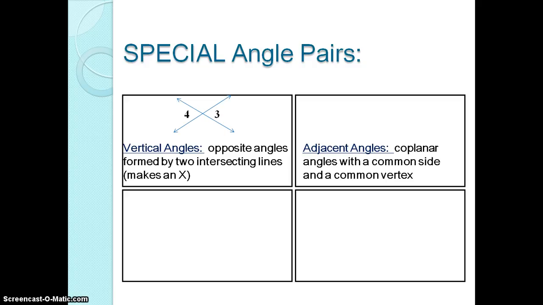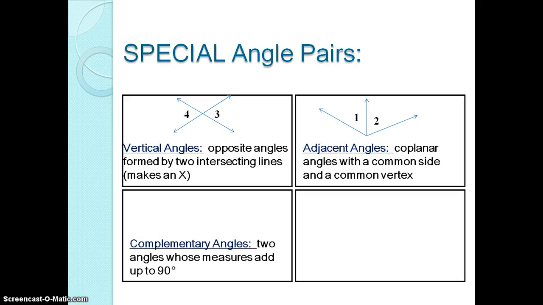Next one, adjacent angles. Adjacent angles are coplanar angles with a common side and a common vertex. Here are 2 adjacent angles. The common side is this side right here. The common vertex is this vertex. So angle 1 and angle 2 are adjacent because they share a side and a vertex.